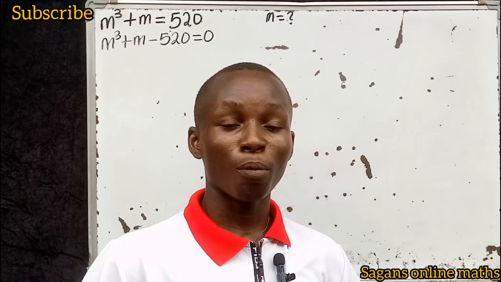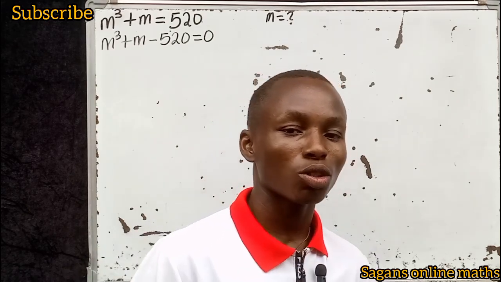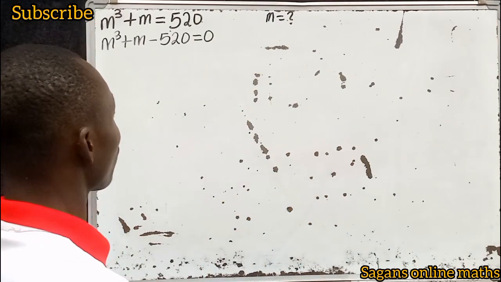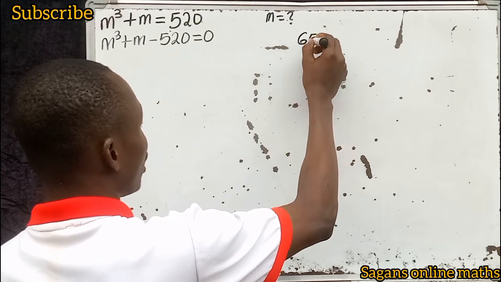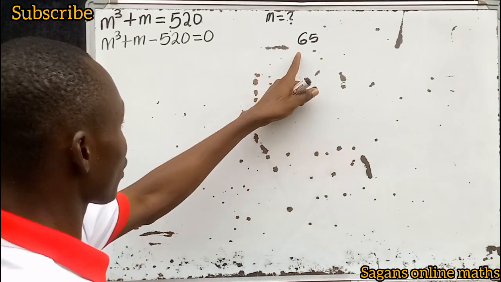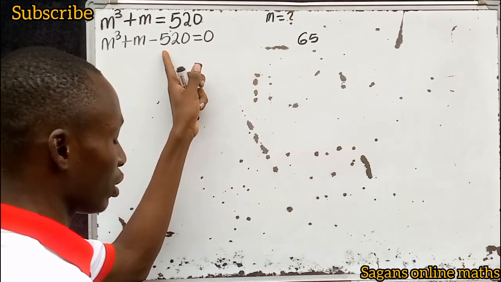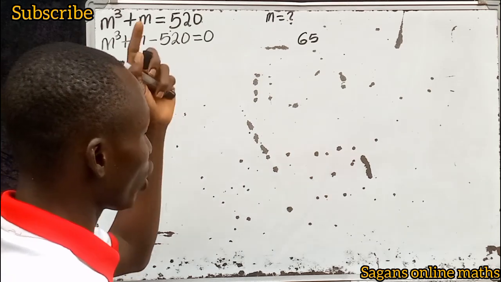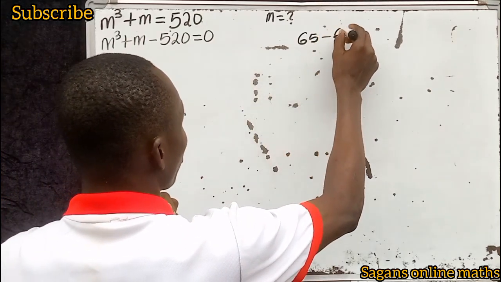Now at this point, remember I've taught you about factors. The factors are numbers that divide exactly without any remainder. Now, what are the factors of 520? We know that one of the factors of 520 is 65, right? Why is it that 65 is a factor of 520? Because 65 can go into 520. That's the reason why 65 is a factor of 520. But the other number must be a perfect square. So 65 minus 64 will give us 1.